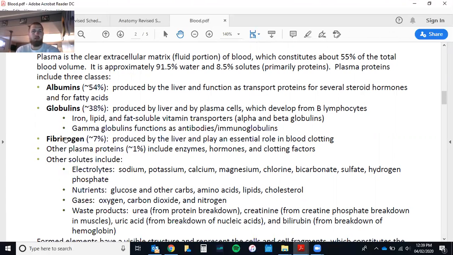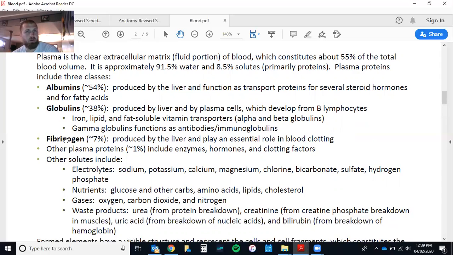Globulins are produced by the liver and by plasma cells, which are developed by a type of white blood cell called a B lymphocyte. There are actually 3 different types of globulins: alphas, betas, and gammas. Alphas and betas are iron, lipid, and fat-soluble vitamin transporters, so they kind of act like the albumins, like an Uber.